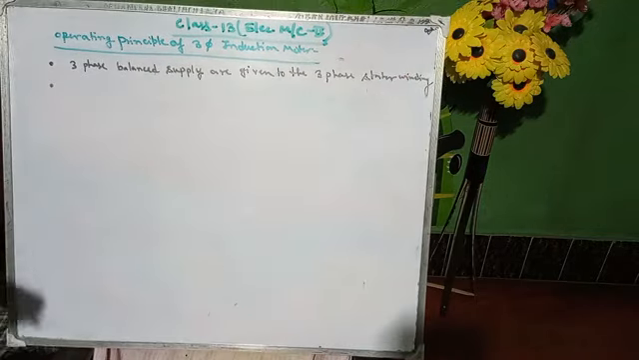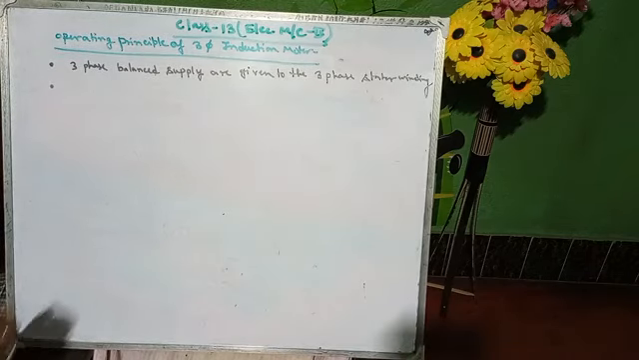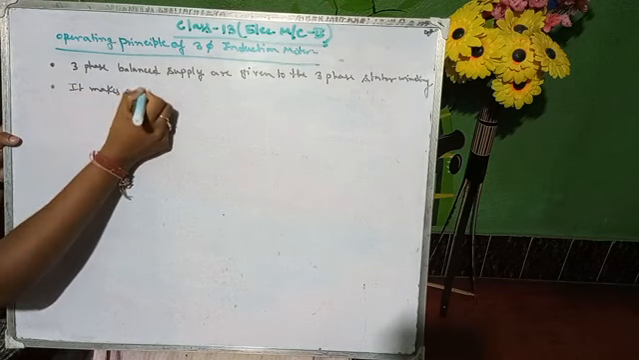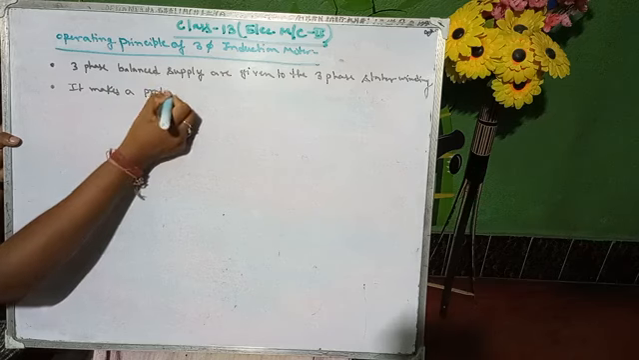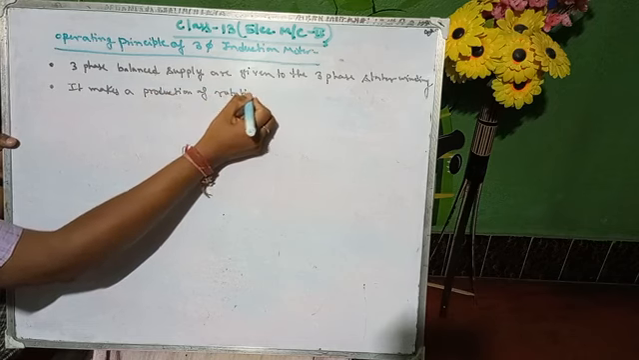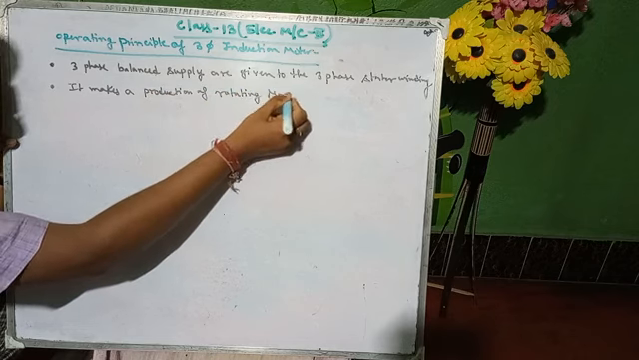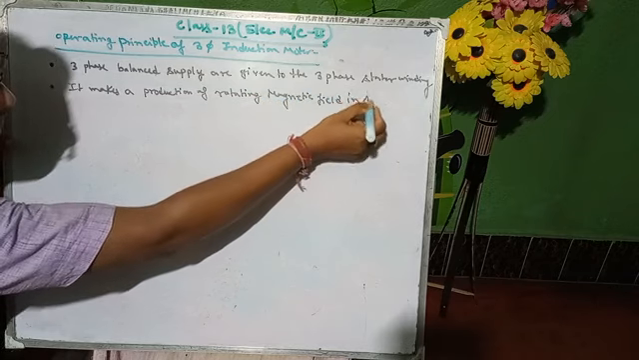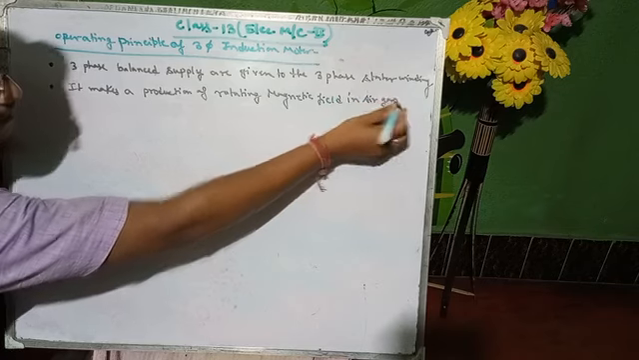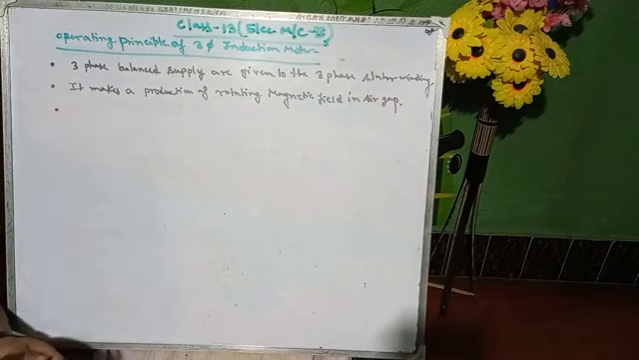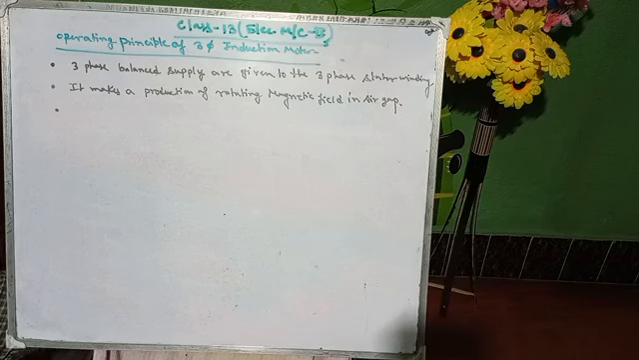Second point, it makes a production of rotating magnetic field in air gap. Okay. So when the three-phase balanced supply is given, the three-phase fluxes make a production of rotating magnetic field in the air gap.